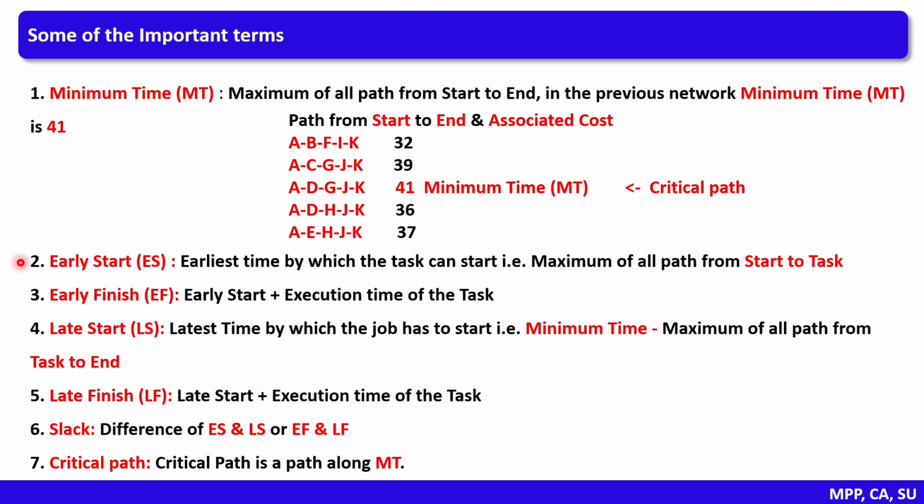The next timestamp that we have is early start. Early start is the earliest time by which the job or task can start. That is, maximum of all path from start to task. Early finish. Early finish is the sum of early start and the execution time of the task. Then we have late start.